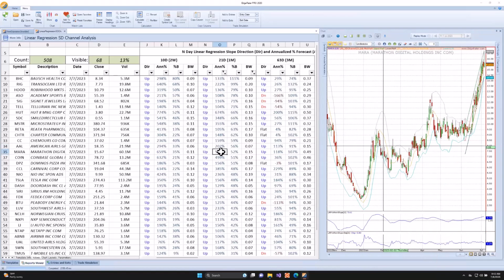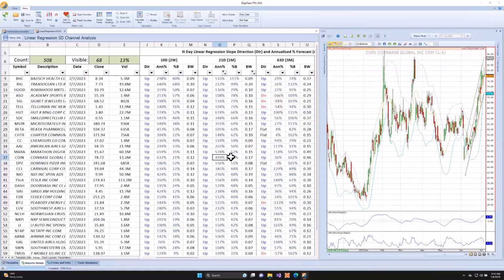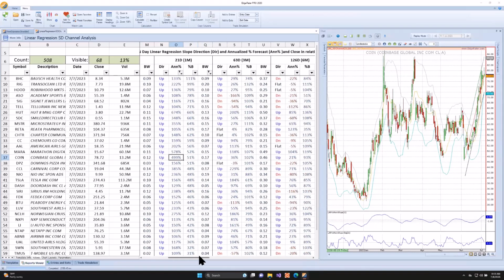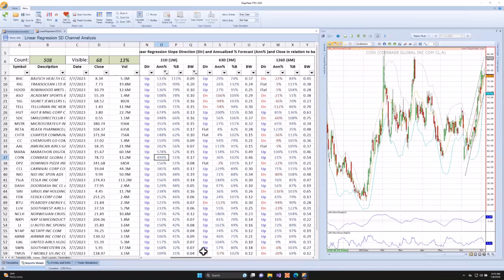Now I'll talk a little bit about this. We've just been looking at the 1 month column here. Maybe that's not enough of a period to say that there's definitely a move in place. I mean, it could be, it just depends on your time frame for trading. But let's go to the 3 month column and take a look at that.